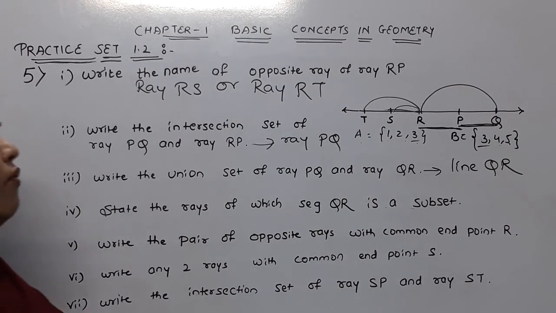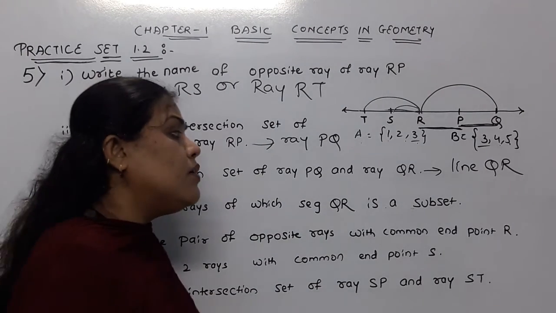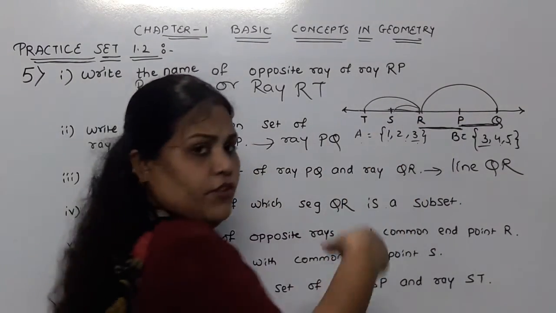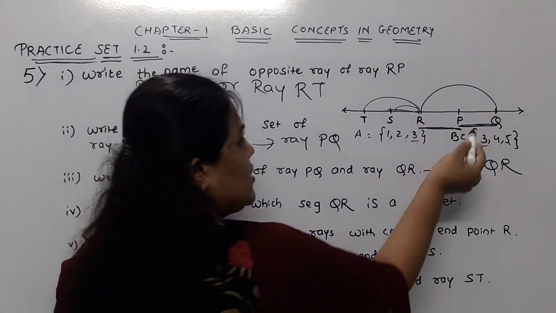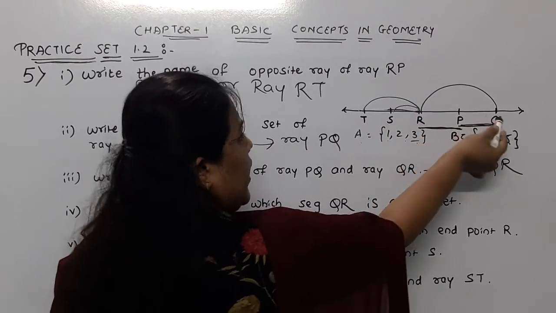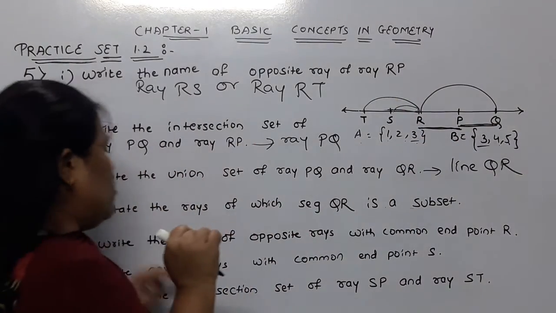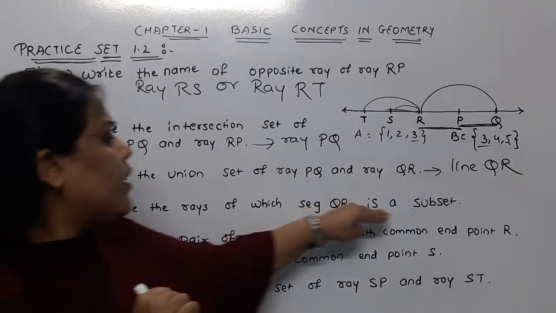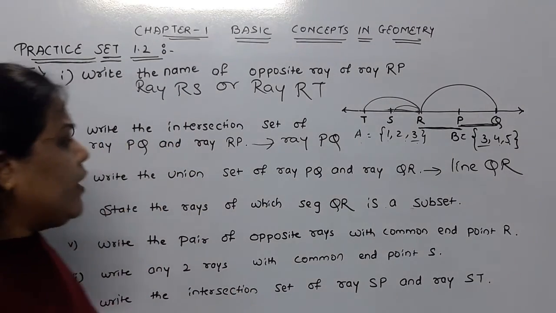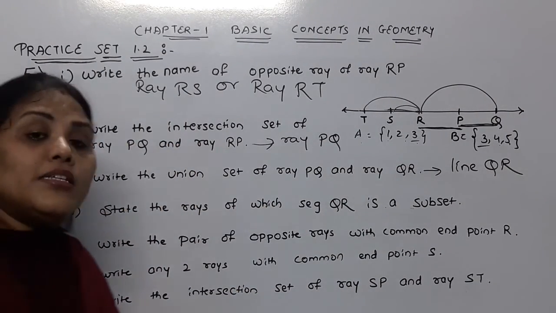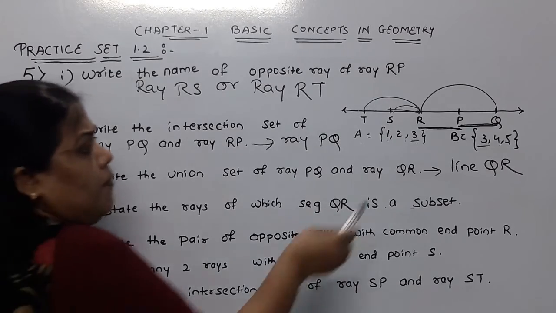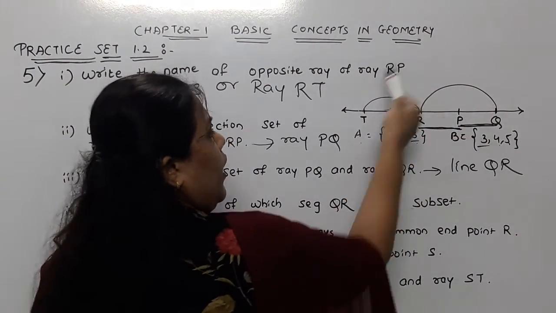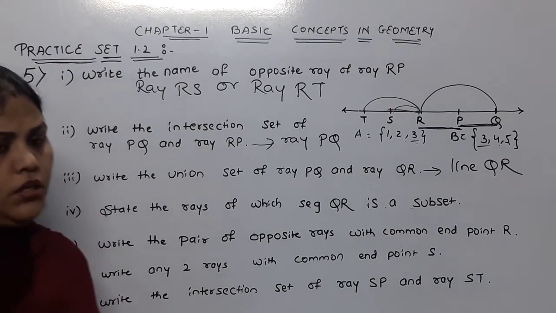Then comes the fourth one. State the ray of which QR is a subset. So QR is a subset of itself first of all. Then it is a subset of QS and a subset of QT. So your answer will go like this. The ray of which QR is a subset. For this we will write set QR is a subset of ray QR, ray QS and ray QT.